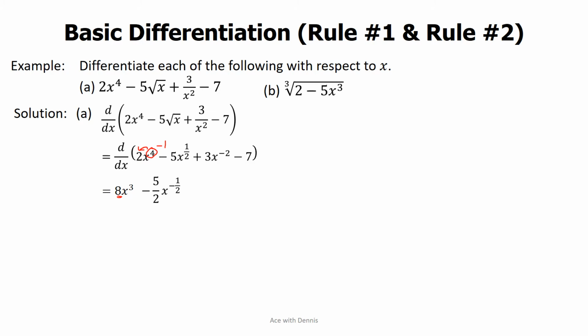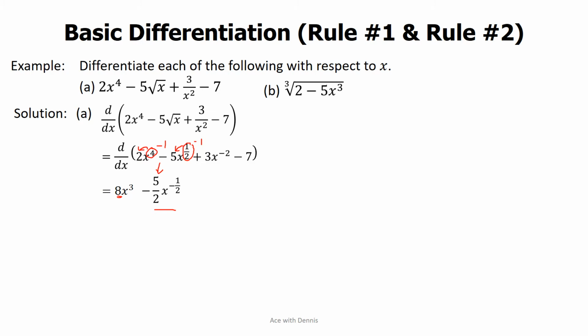Then the next one, minus 5 over 2 x to the power of negative half. How do we get this term? What you need to do is the same thing, right? The power is half, so multiply with the negative 5 here. That's where we get negative 5 over 2. After that, the power minus 1. So half minus 1, I get negative half. That's how I get the second term.